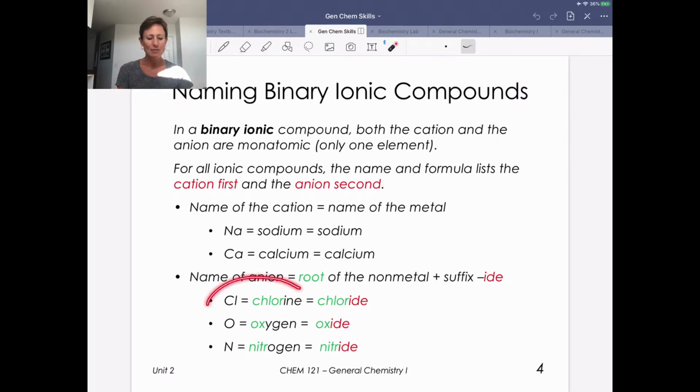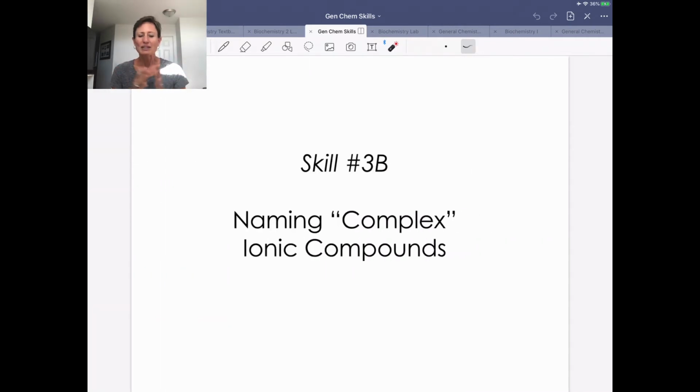So for example, if we're talking about chlorine, chlor is the root of that nonmetal, so we take chlor and add IDE on it, and we get chloride. Oxygen, ox is the prefix, so we take off the ygen and add IDE, so it becomes oxide. Nitrogen, again, the ogen is the part that comes off, and we add IDE, so it becomes nitride. The more of these that you practice, the more you're just going to have things that either sound right or don't sound right. So let's talk about how this gets a little bit more complicated when we start having things that are not binary ionic compounds.